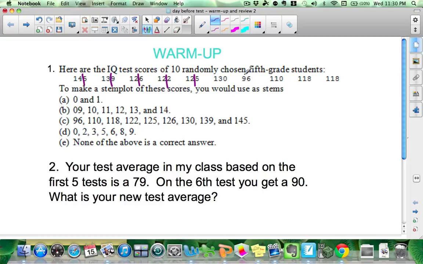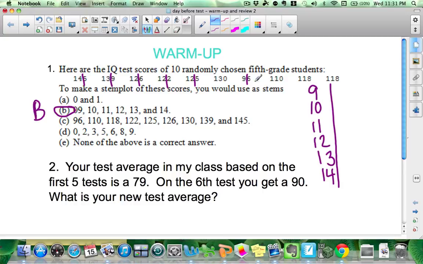I see this 96. This is going to be split as 9 and 6. So my stems need to go from 9 all the way up to, I believe, 14. So 9, 10, 11, 12, 13, and 14. The answer is B. Just for fun, let's review what that stem plot would look like. So that would be 9, 10, 11, 12, 13, 14.